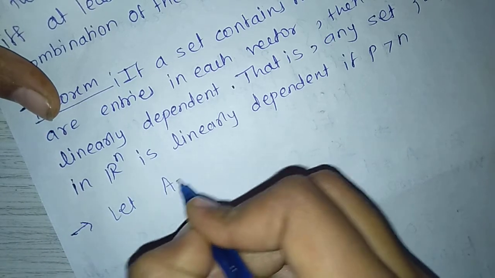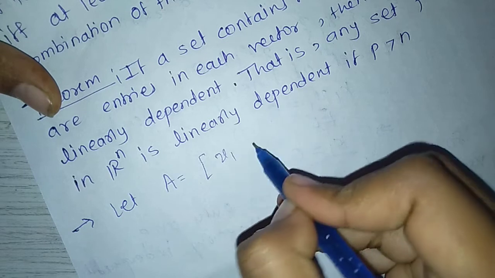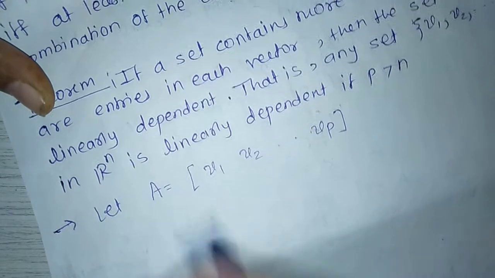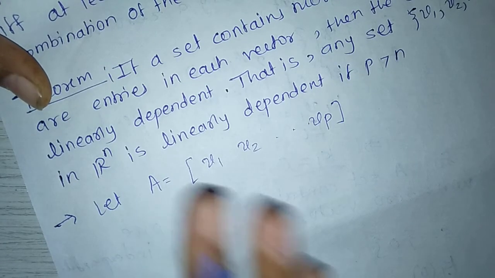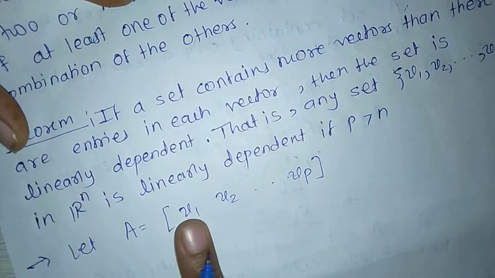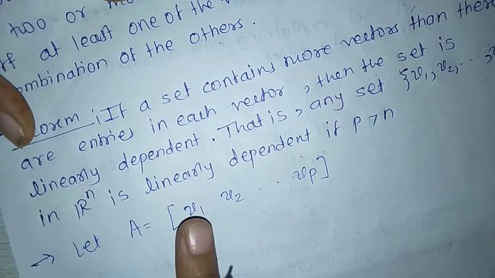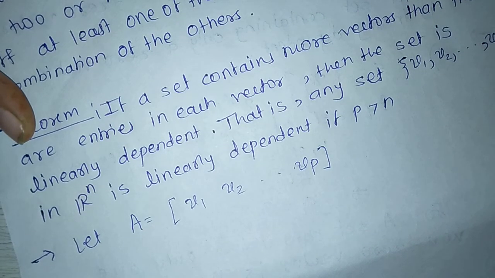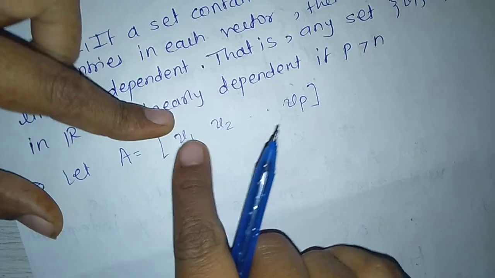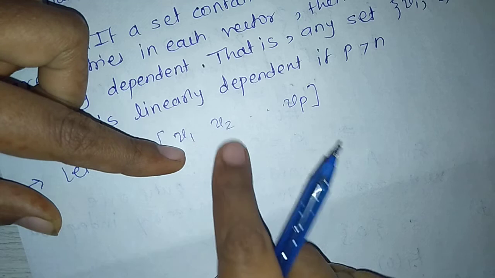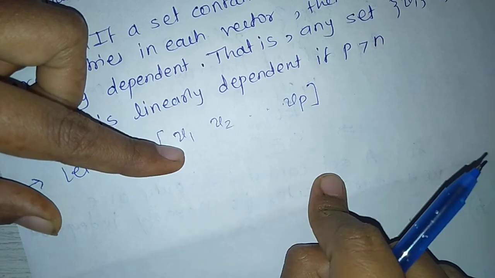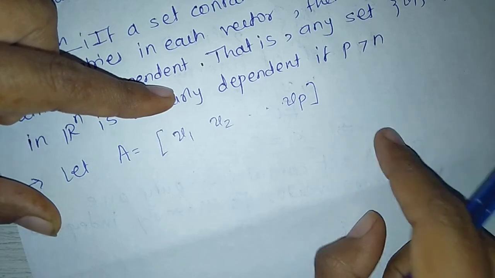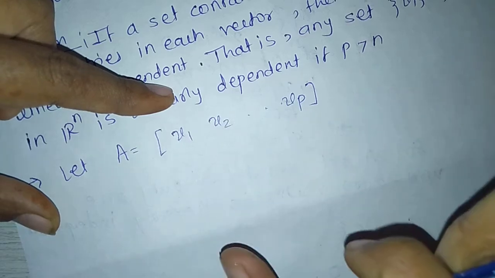Let A equal to first column V1, second column V2 and so on, last column is Vp. Then the matrix A is of order n by p because V1, V2 and so on Vp in Rn means V1 contains n number of elements, V2 contains n number of elements and so on, Vp contains n number of elements. This matrix is nothing but the n by p matrix, n number of rows and p number of columns.